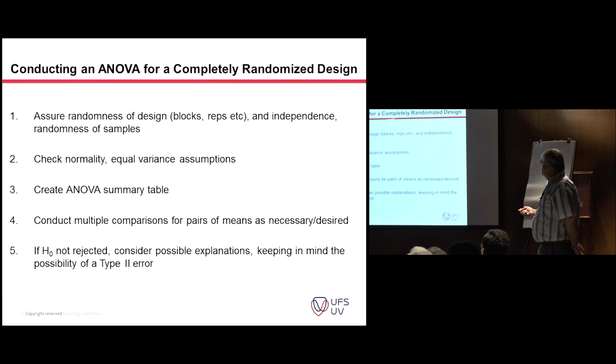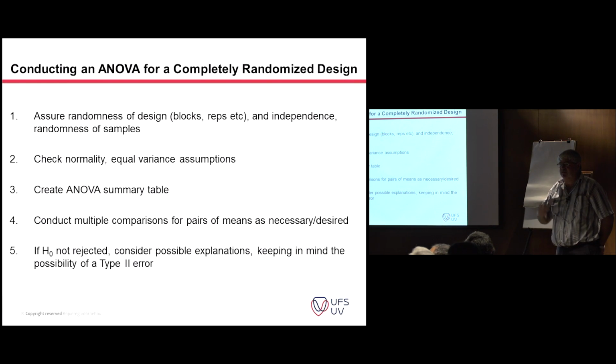When you're conducting an analysis of variance for a completely randomized design, you want to assure the randomness of the design to answer the question. You want to ensure the independence and randomness of samples, right? So check your replications, check your blocks. I now collect my data and I need to check for normality.